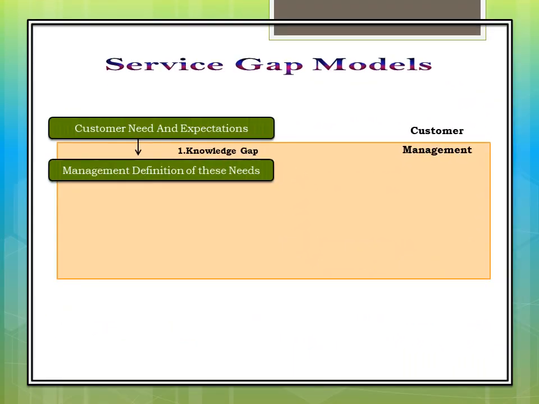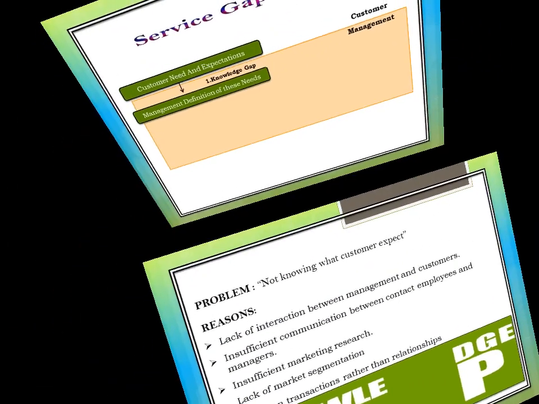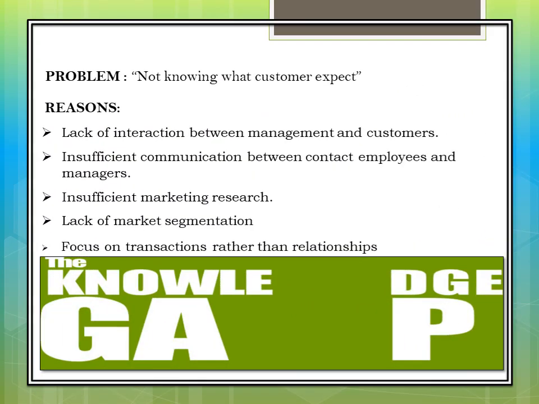Service gap models. Let's look at the gap model in detail. It involves the gap between customer and the management. The first gap is between customer needs and expectations and management definition of these needs. The gap is called the knowledge gap. Problem: not knowing what customers expect.